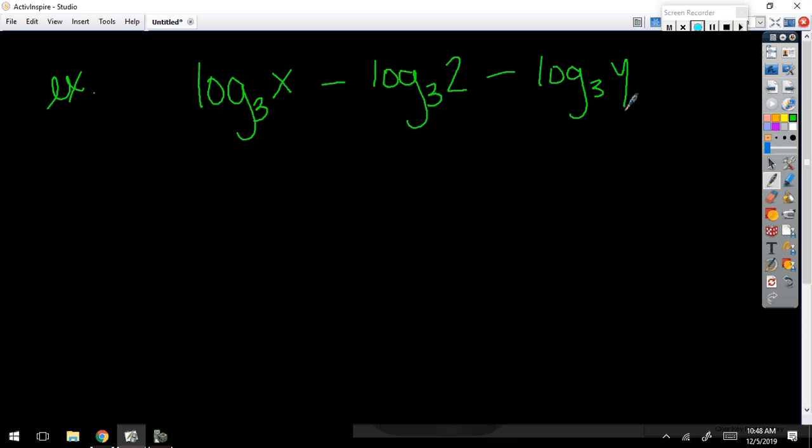Condense. Now you might want to make a note under your quotient property that whenever you start throwing subtraction in there, you want to move left to right no more than 2 at a time. And there's a reason for that. You don't want to just say x divided by 2 divided by y because it's going to throw you off. So do the first two first, and that should be pretty easy, right?